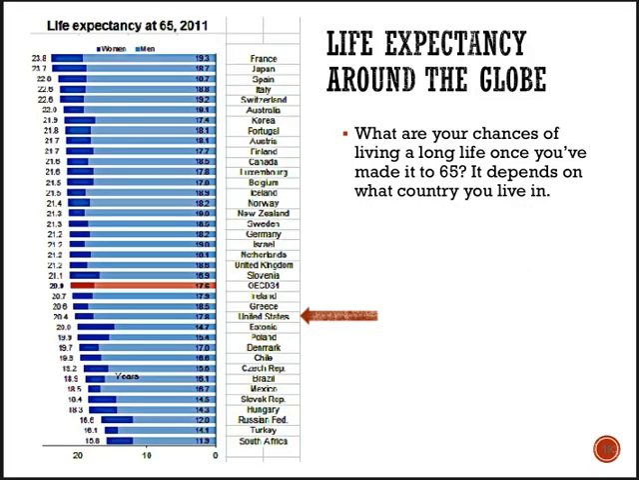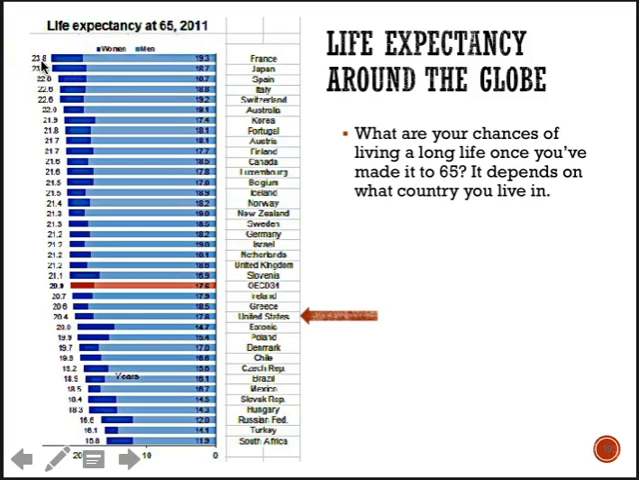I went ahead and grabbed this image off the internet. I think it's very interesting and very telling. This is how long you are going to live if you've already reached age 65. And these data were collected back in 2011. So once you've reached age 65, how long are you going to live? The answer is it depends on whether you're a man or a woman, and on what country you live in. If we look at France, the men will live 19.3 years past age 65 on average. The women will live 23.8 years past age 65 on average.